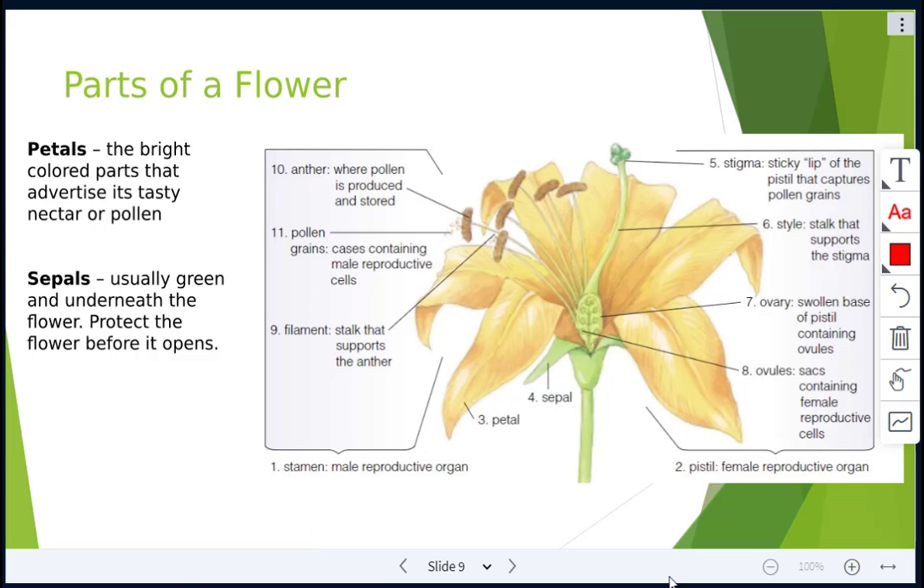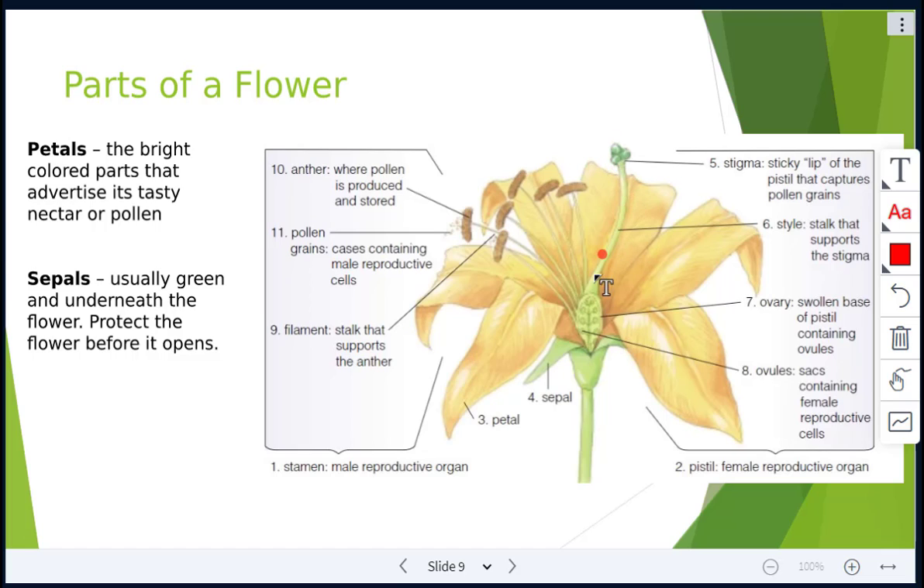All right, so next we're going to look at the female reproductive organ. It's labeled here on the right side. The whole structure, all of this, is called the pistil. So the pistil is the female reproductive organ. The very top of the structure is called the stigma. The stigma is sticky and it will capture pollen grains, so pollen grains will stick onto the stigma.